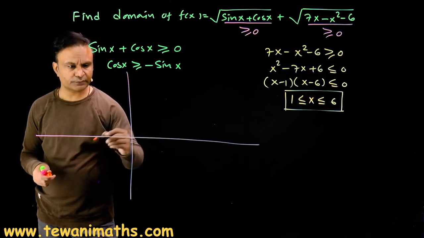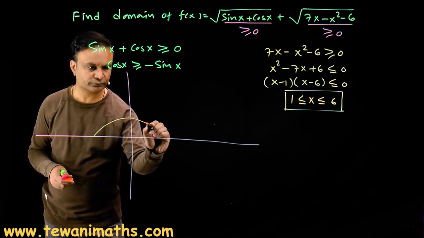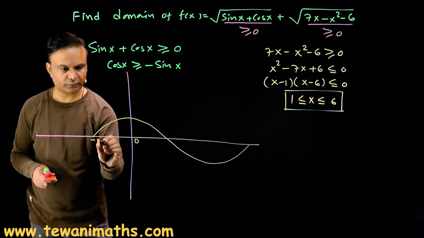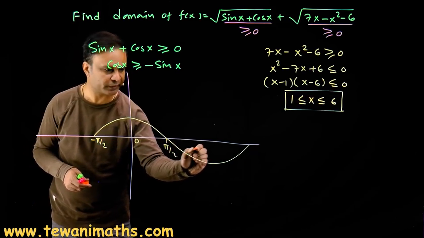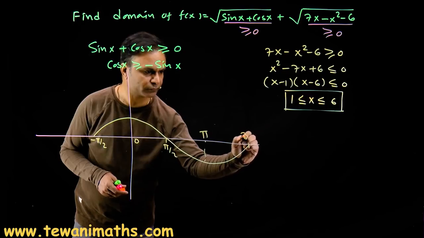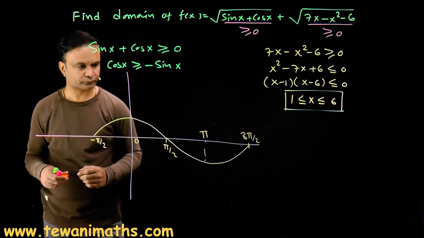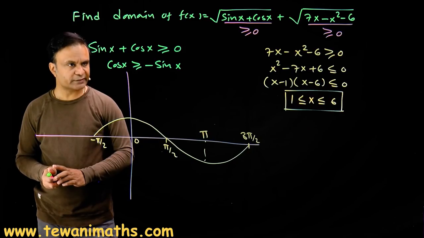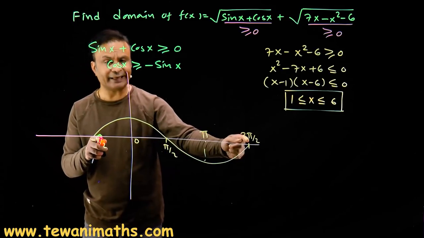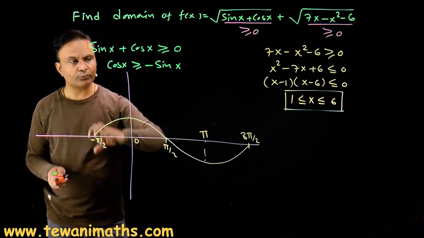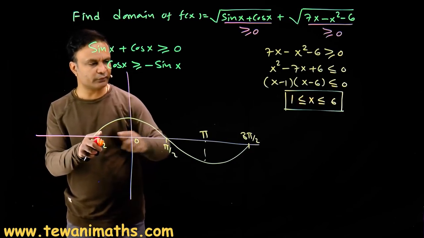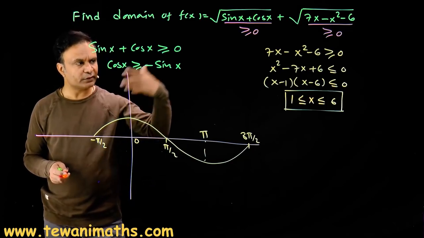What is the graph of cos x? It's like this. This is minus pi by 2, this is pi by 2, this is pi and this is 3 pi by 2. I am considering the interval minus pi by 2 to 3 pi by 2, and this has length 2 pi. The period of both these functions is 2 pi. So, what we do, we solve this inequality for an interval of length 2 pi and then we will repeat the values.